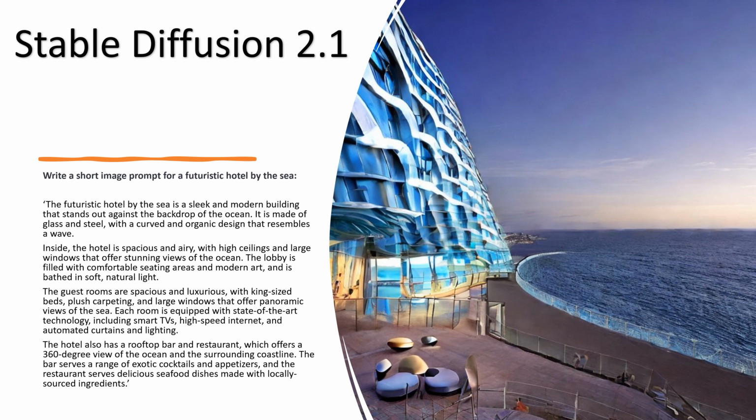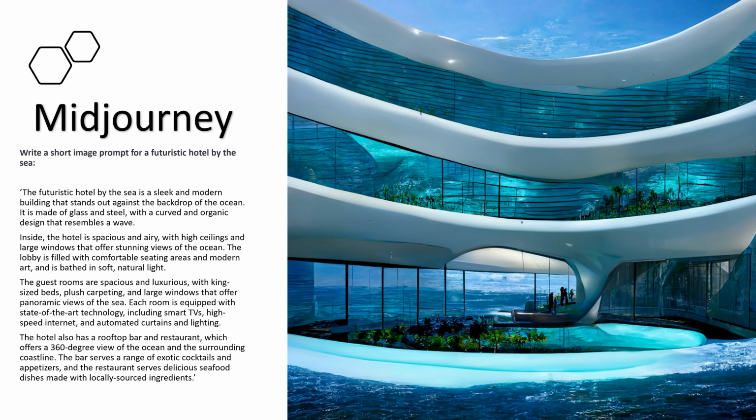Now, it's a beautiful image, not super detailed. Obviously, it struggles with straight lines as always, but does it really capture each room being equipped with smart TVs, high-speed internet, automated curtains, 360-degree view of the ocean, exotic cocktails? No, it can't. It's a lovely futuristic hotel by the sea, but again, ChatGPT is just too clever for its own good.